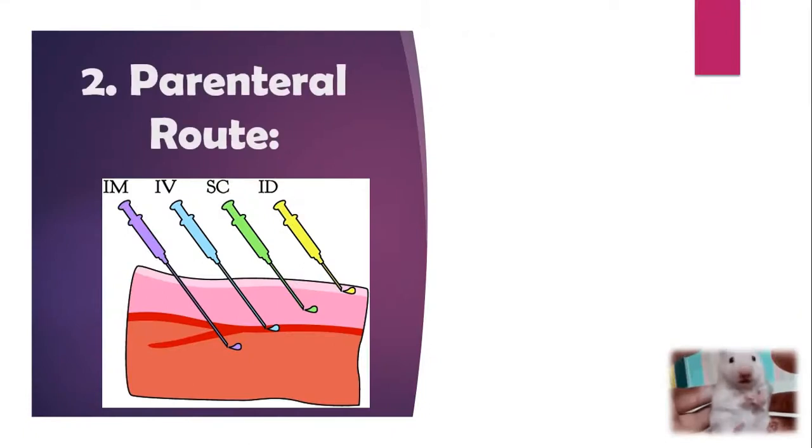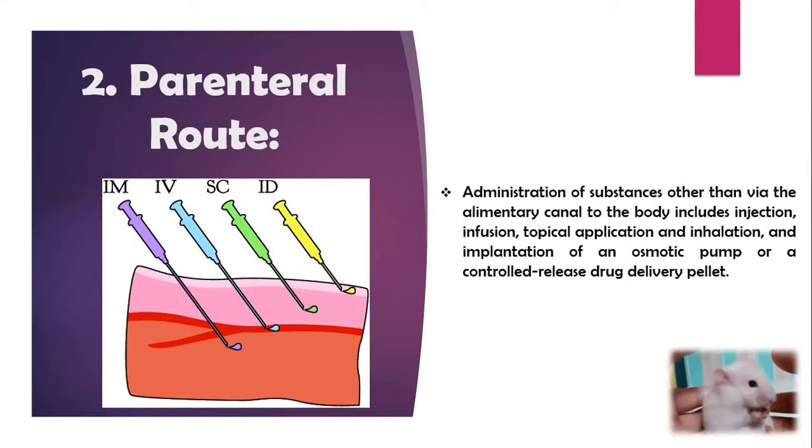Second route is the parenteral route. It is administration of substance other than via the alimentary canal to the body. It includes injection, infusion, topical application, inhalation and implantation of an osmotic pump or a controlled release drug delivery pellet.